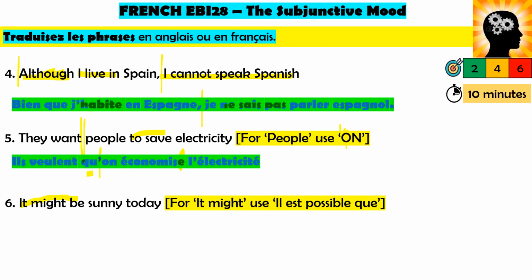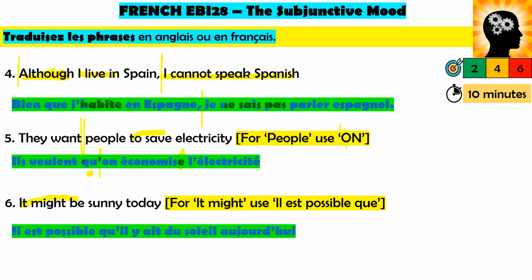So you need il est possible que, and then you say il y a du soleil. And il y a comes from avoir, which is one of our regulars. So you need to know it changes. You need il est possible qu'il y ait du soleil aujourd'hui with the AIT. Guys, if you got number 6, you did phenomenally well.